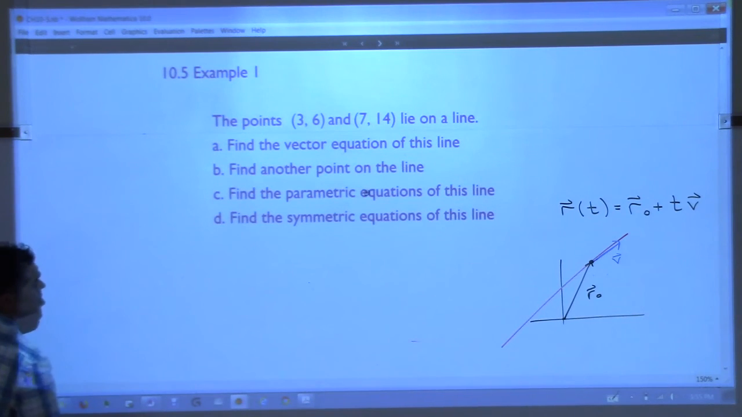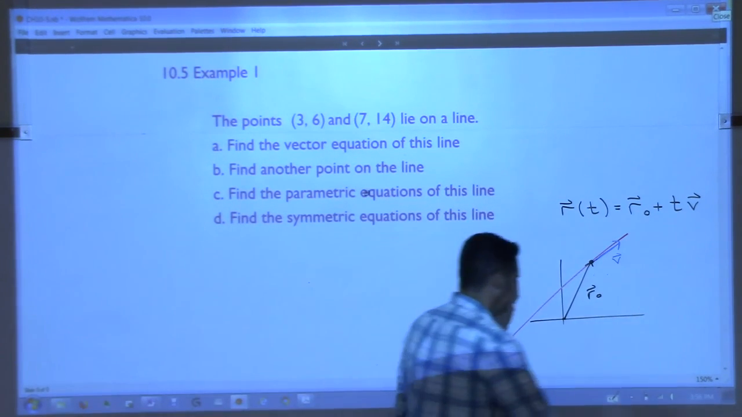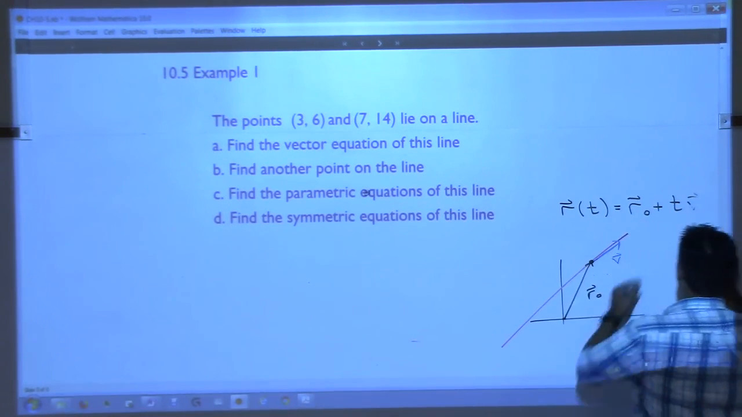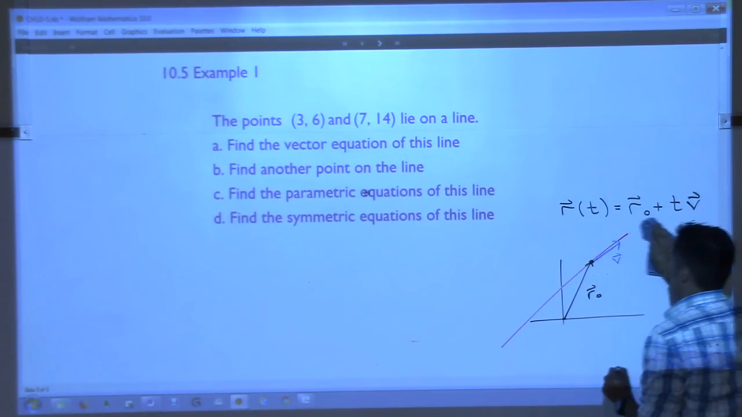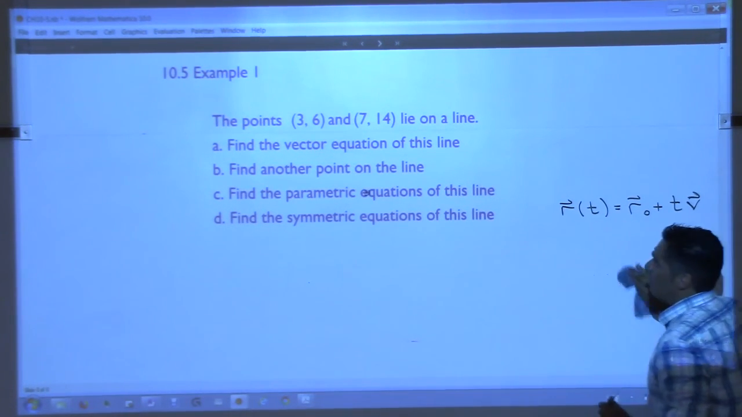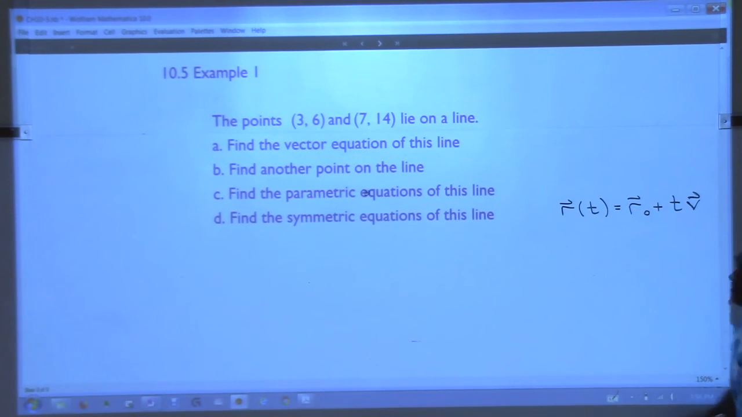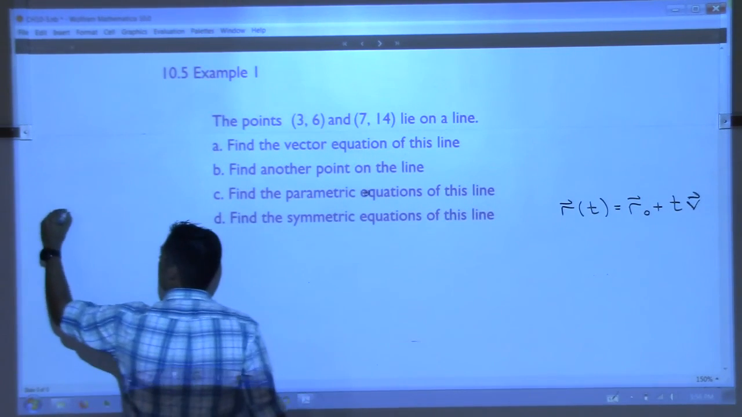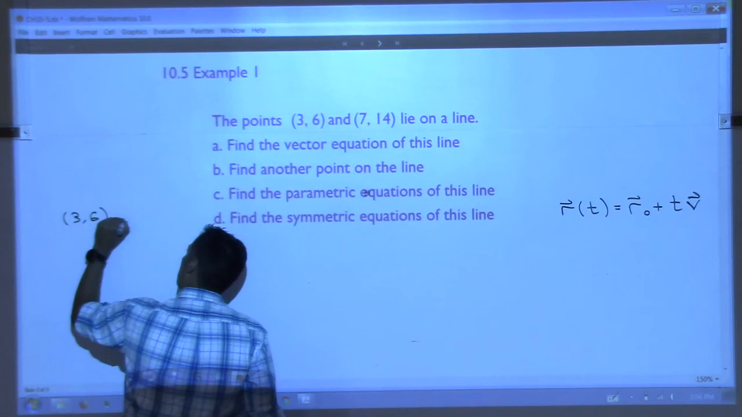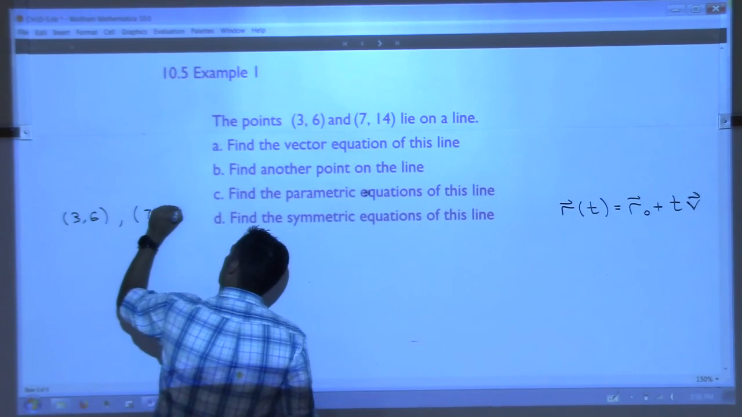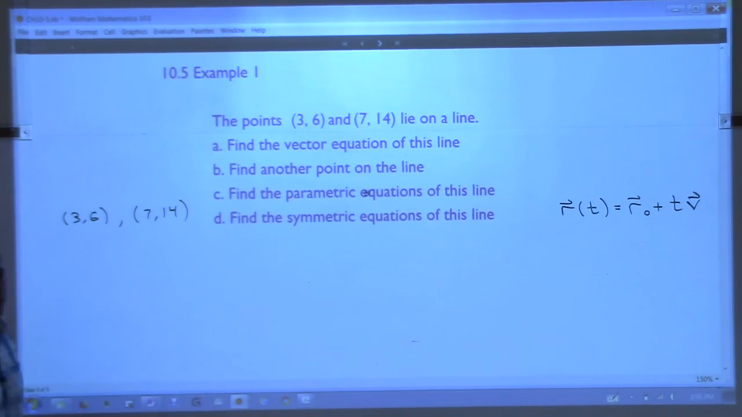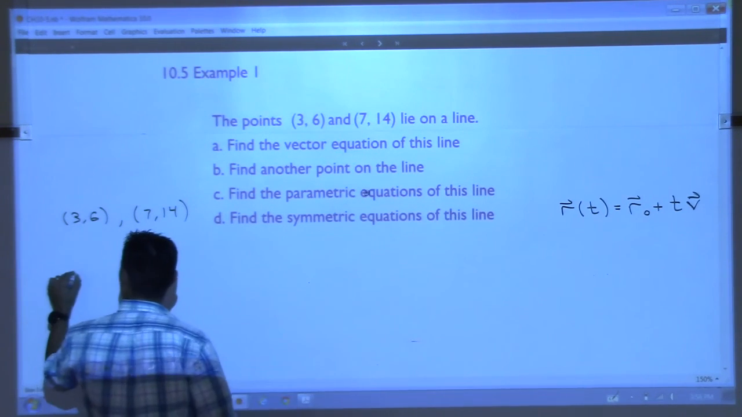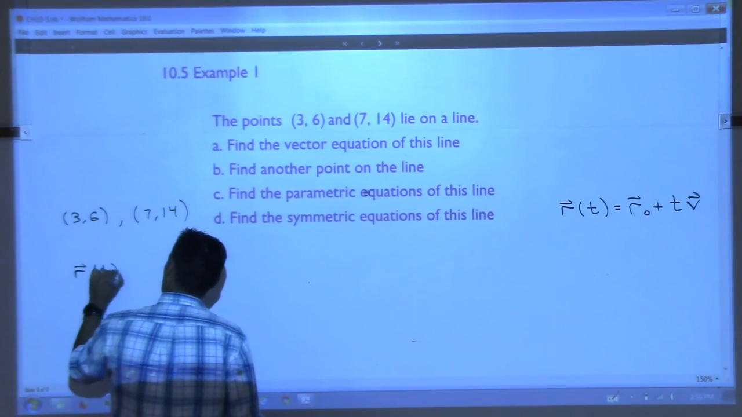Okay, so we're going to do a two-dimensional example first. All right, so what I want to do is take the points (3, 6) and (7, 14), and we want to find the vector equation of that line. So that's an equation that generates all the vectors that draw the points on that line. So I know it needs to look like that. This is the vector equation of a line.